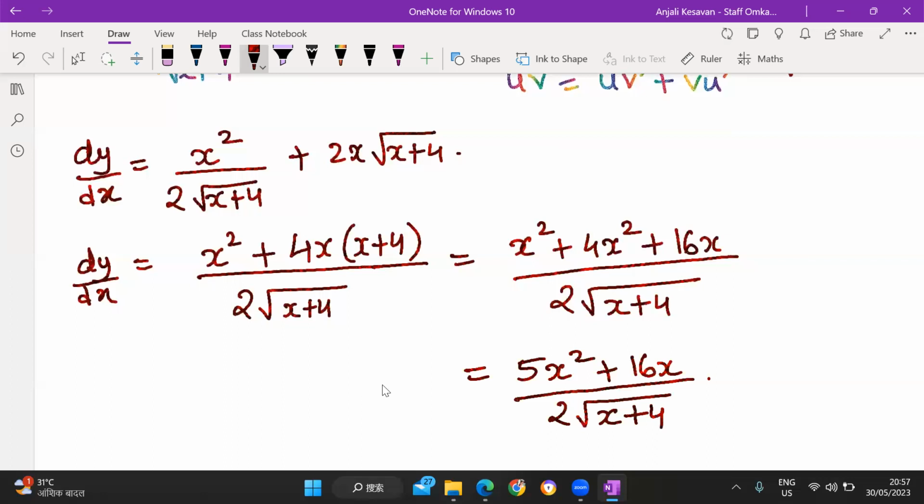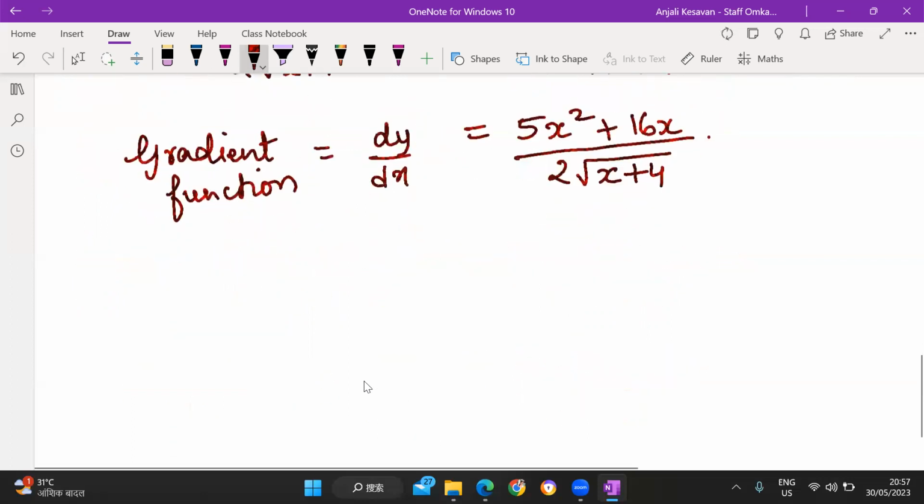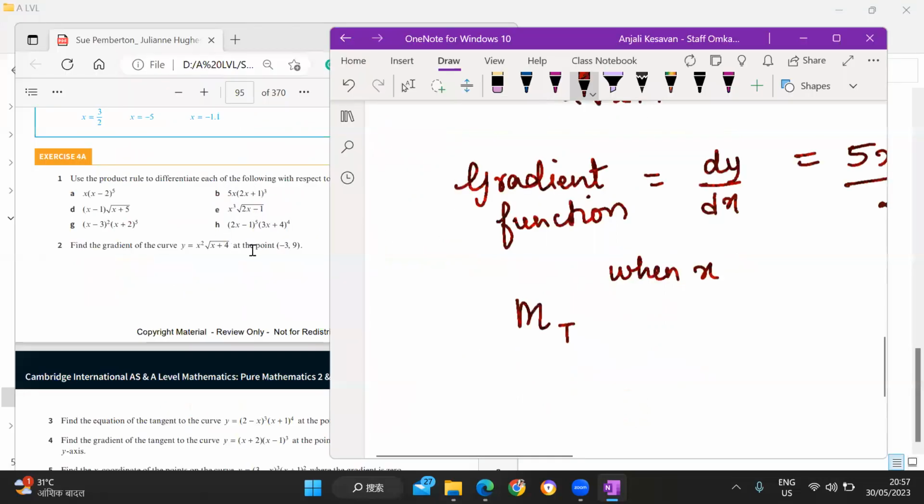So that's your gradient function. Now, what is a gradient function? Gradient of the tangent. Okay. Now, if you want to find the gradient of the tangent, what do we need? We need the value of x. So what is the value of x here? x is equal to negative 3.